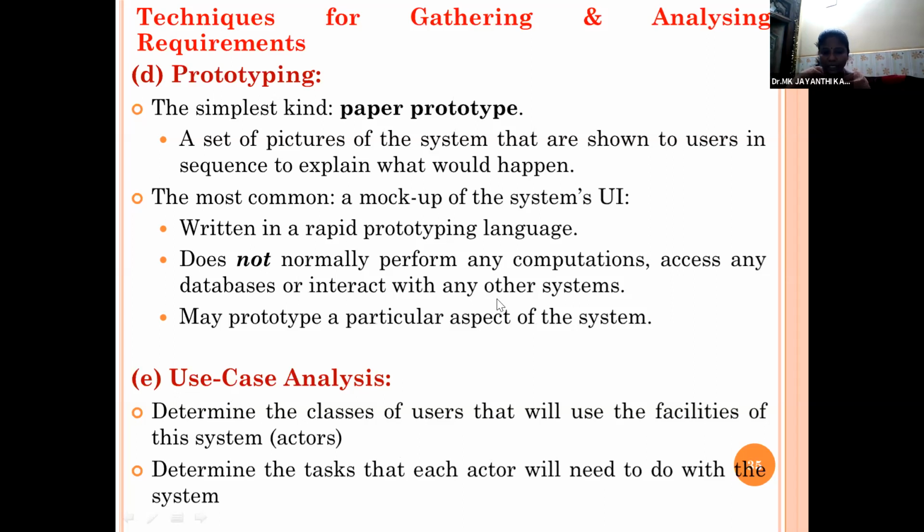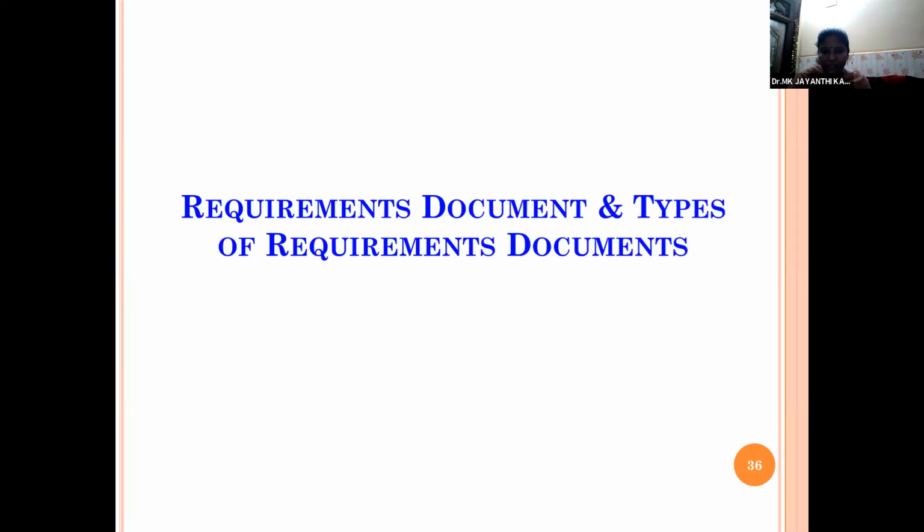So these are the 5 techniques: observations, interviews, brainstorming, prototyping, and use case analysis. So any doubt in the requirements gathering, techniques for gathering and analyzing the requirements? So we are following 5 techniques: observations, brainstorming, interviews, prototypes, and use case analysis. Based on the techniques, and after collecting the data, we will go for requirements document and types of requirement document.